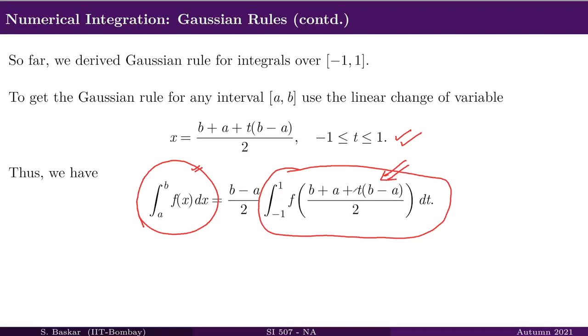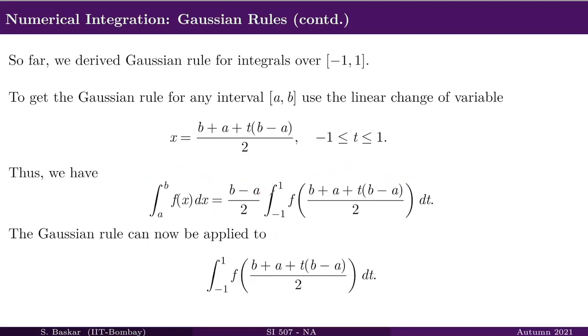Often students forget and just simply write the Gaussian rule for this and give the answer. That will be wrong. Okay, you have to apply the Gaussian rule for this integral, and then don't forget to also multiply it by (b minus a) by 2. So you are finally applying Gaussian rule to this integral, not to this integral. Okay, that's wrong. So this is just a simple technicality you have to keep in mind.